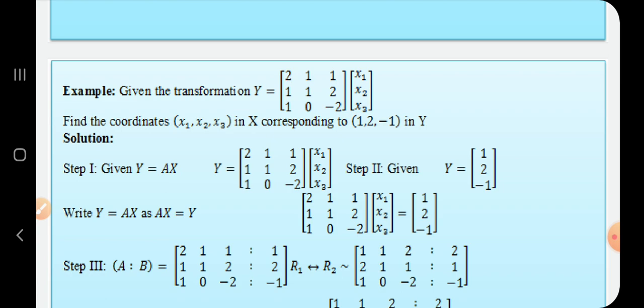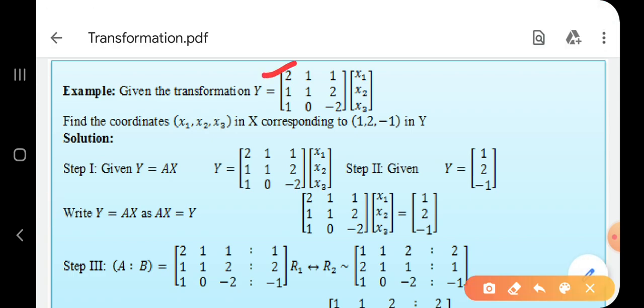So here given the transformation Y equal to, instead of Y sometimes they give y1, y2, y3. So Y is equal to the matrix [2 1 1; 1 1 2; 1 0 -2] times [x1 x2 x3]. Now the question is, find coordinates x1, x2, x3 in X corresponding to 1, 2, -1 in Y. Means I have to find x1, x2, x3, and for that the values of Y are given: 1, 2, -1.